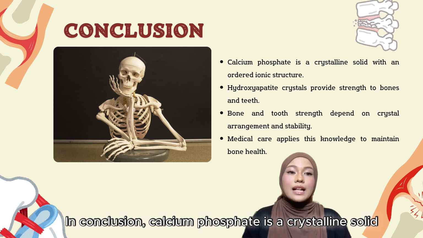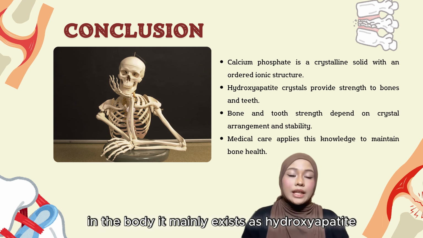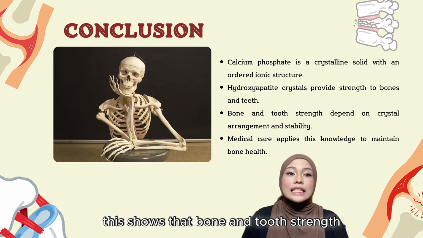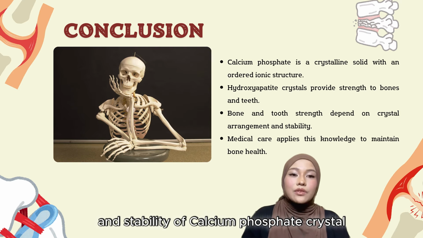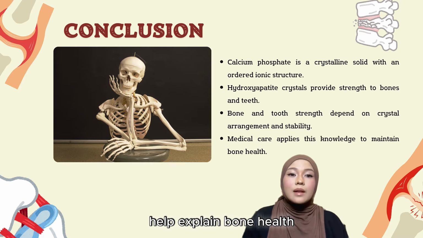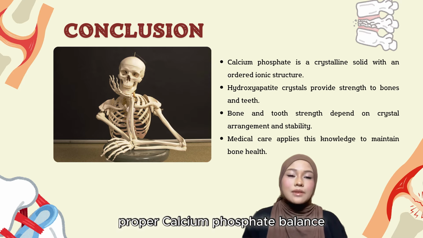In conclusion, calcium phosphate is a crystalline solid with an ordered ionic structure. In the body, it mainly exists as hydroxyapatite, whose crystal structure is essential for the strength of bones and teeth. This shows that bone and tooth strength depend on the arrangement and stability of calcium phosphate crystals. Therefore, understanding crystalline solids helps explain bone health and the role of medical care in maintaining proper calcium phosphate balance.